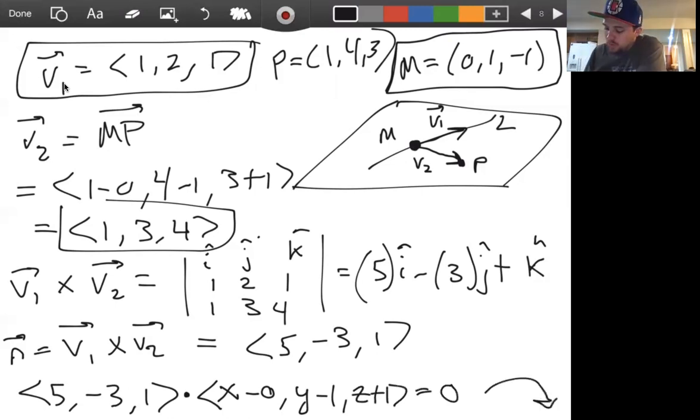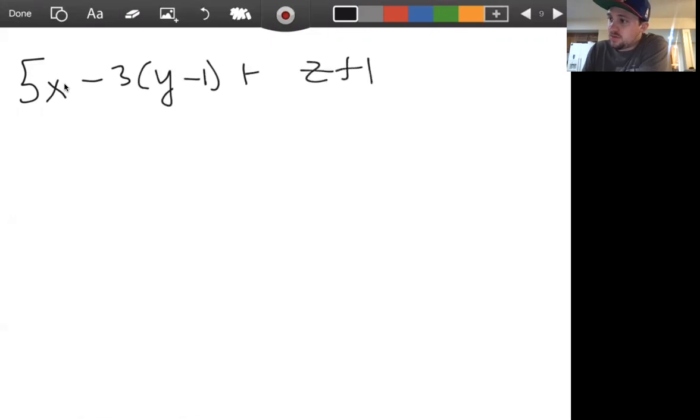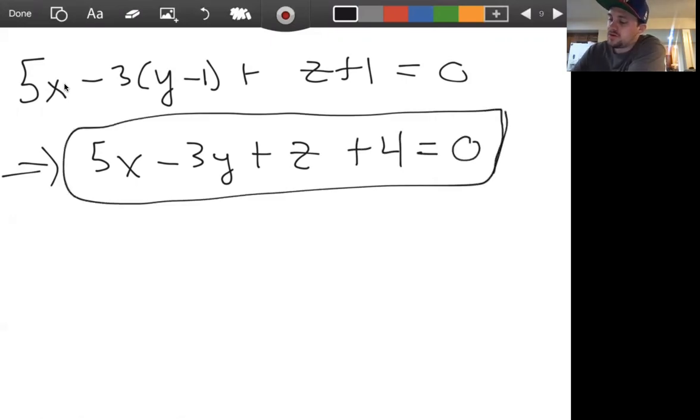You can see with the dot product what we would get. We'll get 5x and then plus negative 3 times y minus 1, et cetera, right? And this yields 5x minus 3 times y minus 1 plus z plus 1 equals 0. So here's the scalar equation for the plane. And we can simplify this a little more. 5x minus 3y plus z. Let's see what the constant terms add up to be. It looks like we're going to have plus 3 plus 1. So plus 4 equals 0. And here's our general equation for this plane.